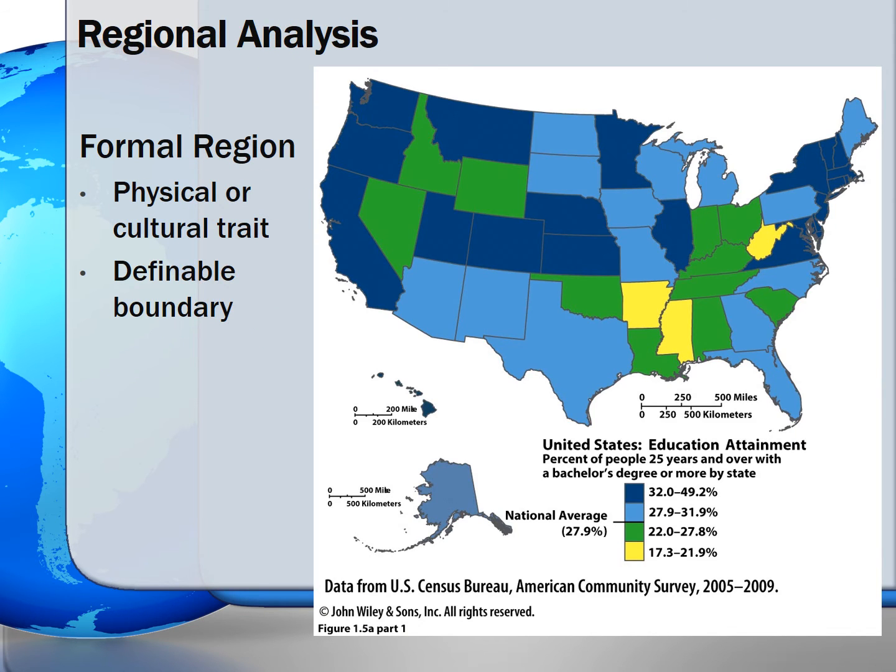A formal region is an area that is distinguished by either one or more unifying physical or cultural traits and is shown by some type of definable boundary. The textbook uses the example of educational attainment by state, which is a cultural trait, to unify the formal region. In a World Regional Geography class, for example, a formal region would consist of a group of countries where similar physical and/or cultural traits are shared.